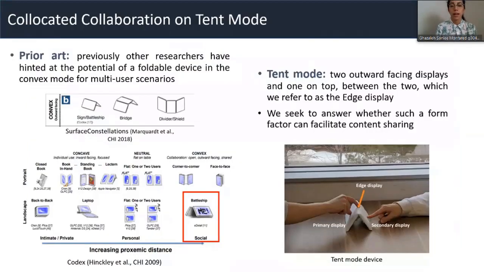Existing works in the past, such as surface constellations and codecs, have hinted at the possibility of utilizing the convex form factor of a foldable device for collaborative use cases. For instance, surface constellations discusses the bridge form factor with its 3 partitioned displays to be suited for collaboration. Codex also mentions the possibility of using the convex mode of a foldable device for social context as opposed to an intimate or personal context.